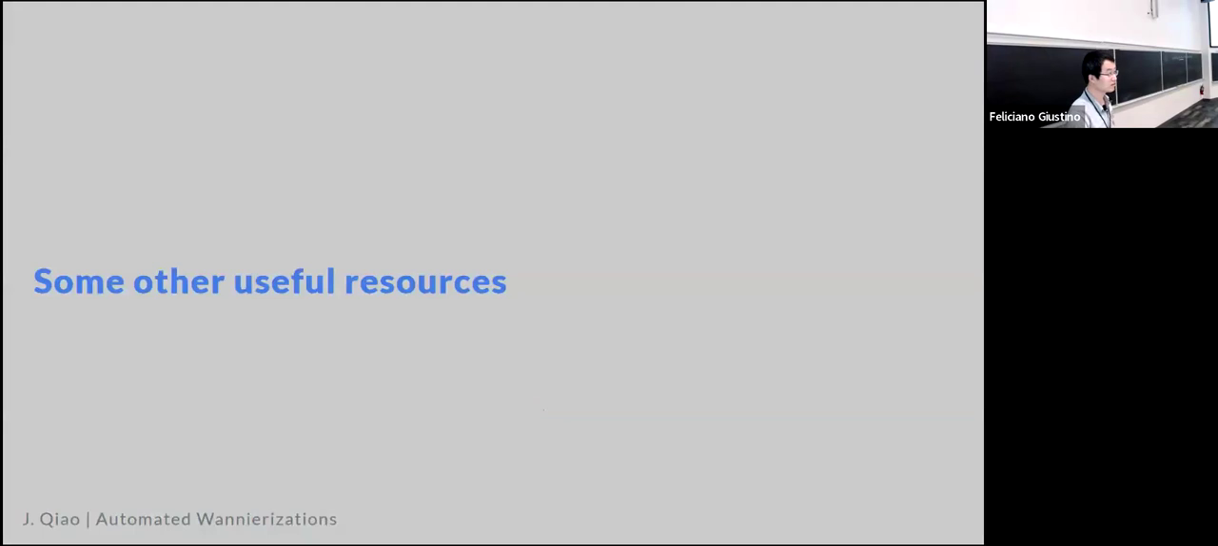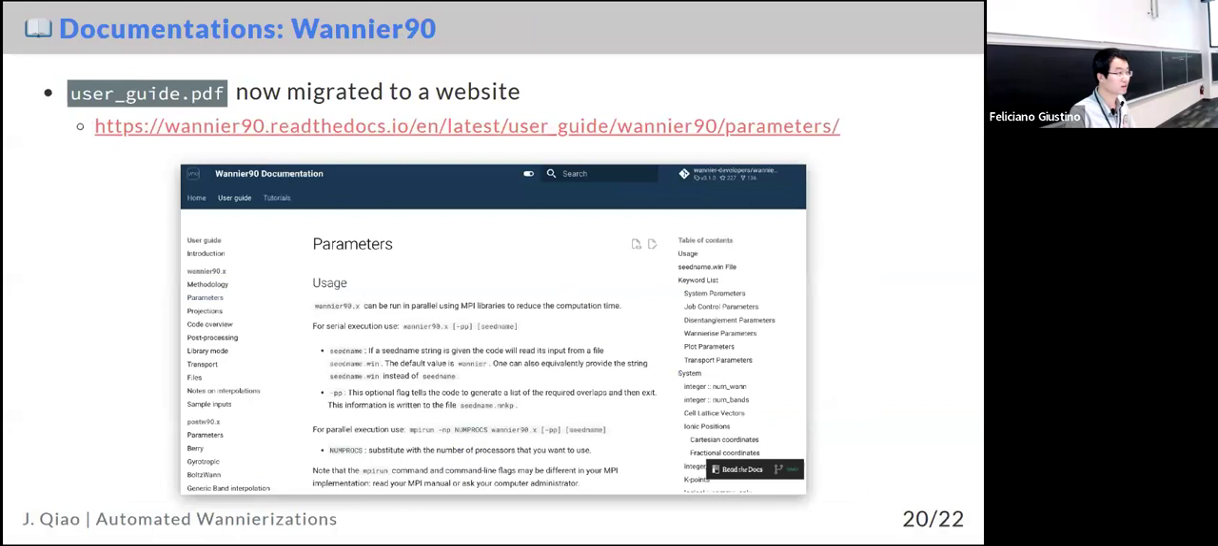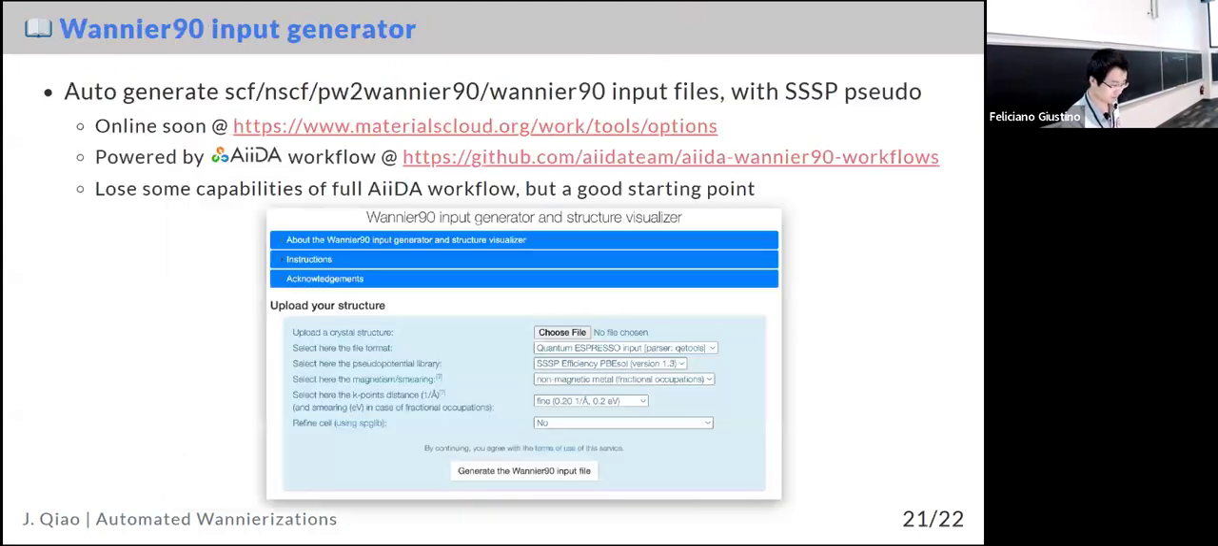Apart from these, there are several other resources that might be useful for daily usage of Wannier90. First, we now have the PW to Wannier90 documentation on the Quantum Espresso website. If you want to know further the meaning of an input tag, you can check out this website. And then we also recently converted the user guide.pdf into this website, so it should be easy to search the meaning of a keyword, and hopefully it's also easier to write tutorials in the future.